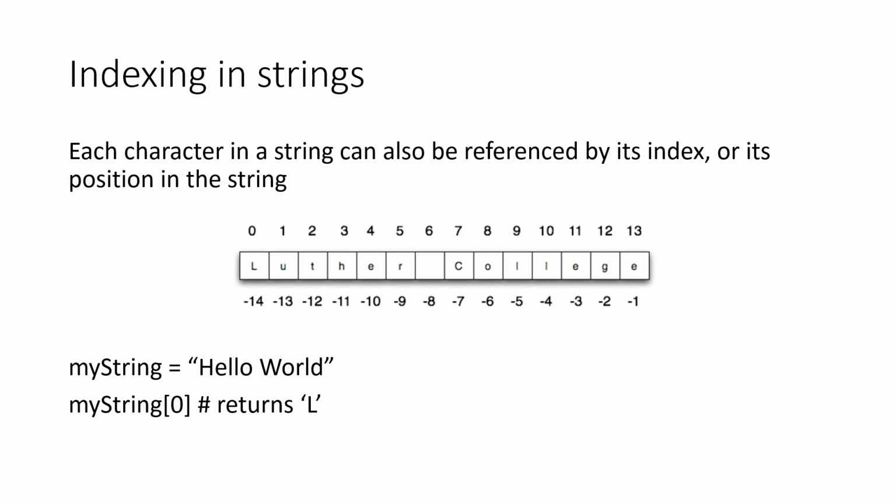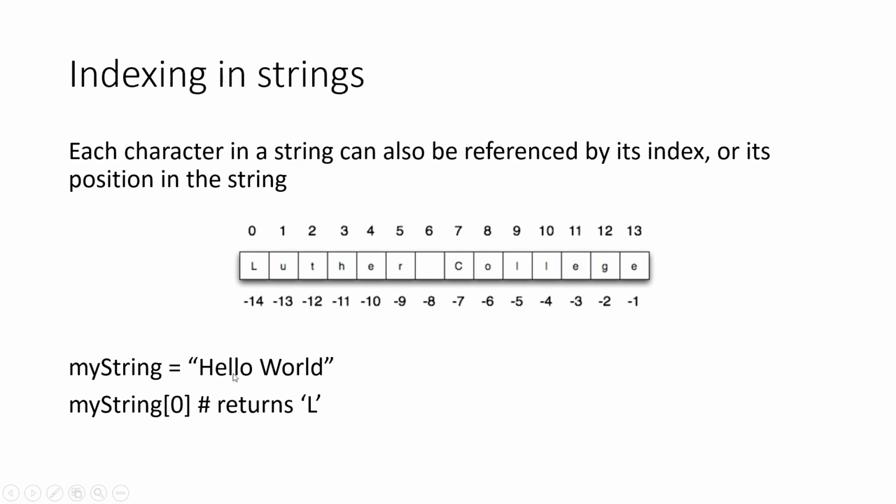Now, each character in a string can also be referenced by its index, or by its position in the string. And you can see here how a string is indexed and how each character in the string is indexed. If we have the string, for example, Luther College, which you can see in this graphic in your textbook, we always start counting at 0. Strings are 0 indexed, so the first item in the list is always called the 0 index item. And in this case, the first letter is the capital L.